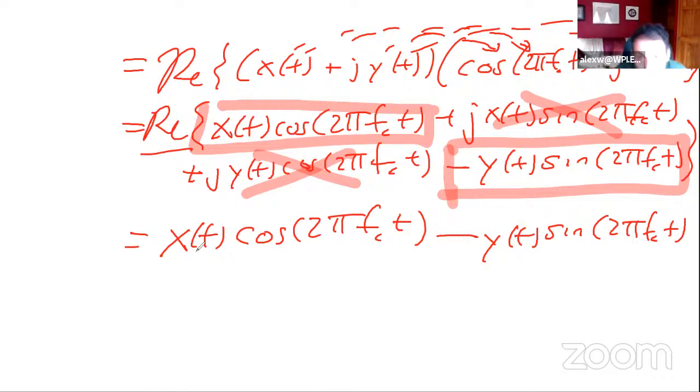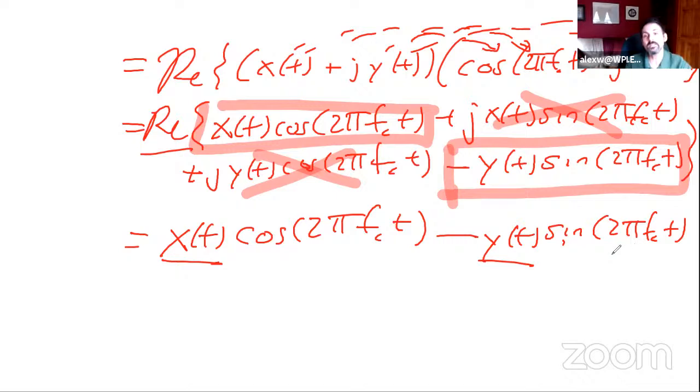Okay, so that is one way. So if we take the in-phase quadrature representation, what we get is x of t, the in-phase component gets modulated by a cosine function, and the quadrature component gets multiplied by minus sine 2 pi fc of t.